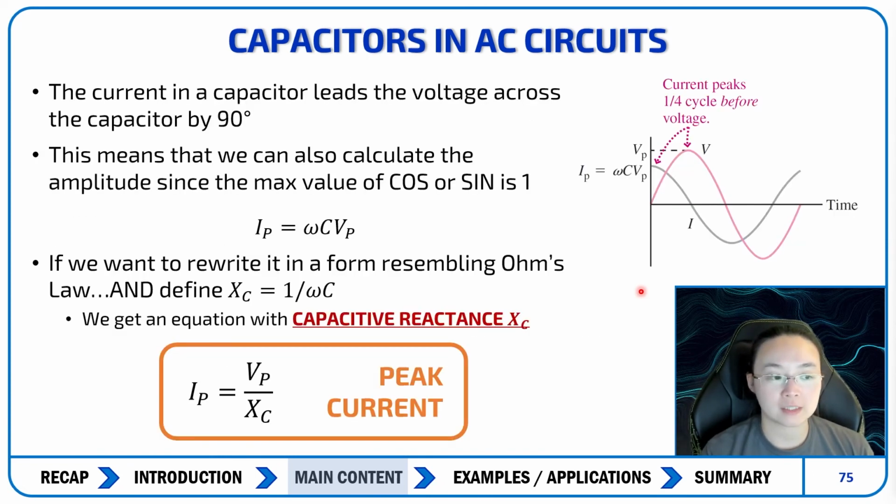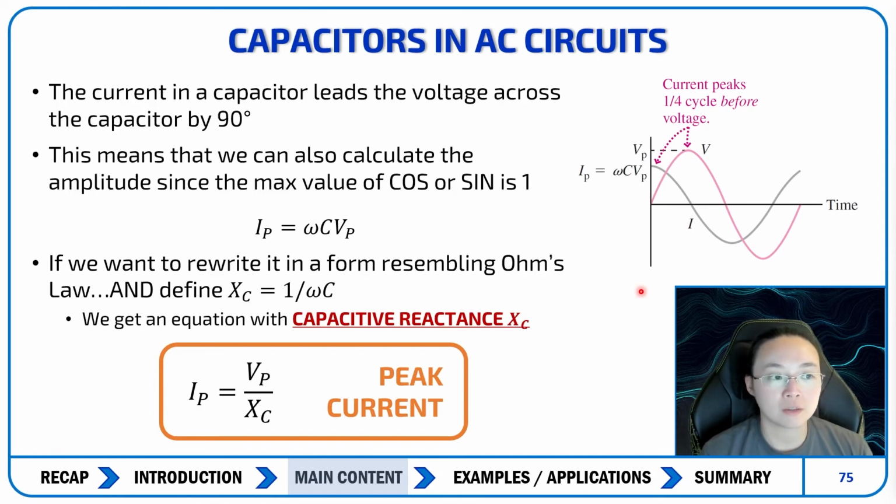We're going to go to the next slide. So from all of our analysis before, we know that the current in a capacitor is going to lead the voltage across the capacitor by 90 degrees. So that was that shift from before.